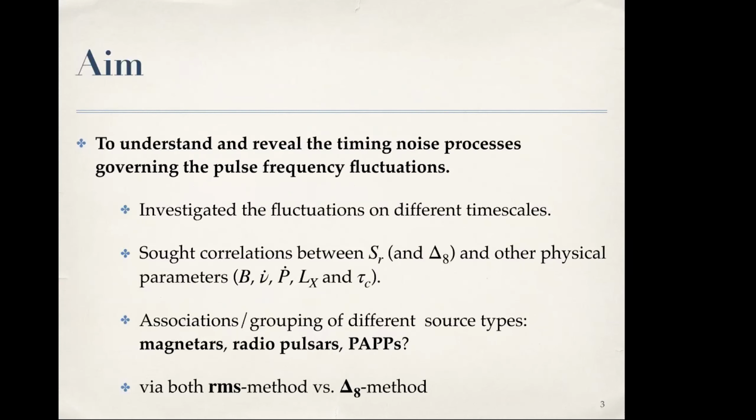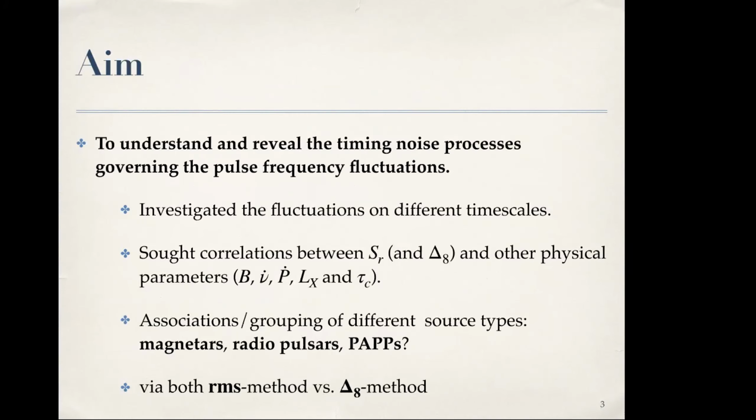The aim of this work is to understand and reveal the timing noise processes that govern the pulse frequency fluctuations in magnetars. In order to reach this goal, depending on the sampling data, we first investigated the power density spectra of each source in different time scales.